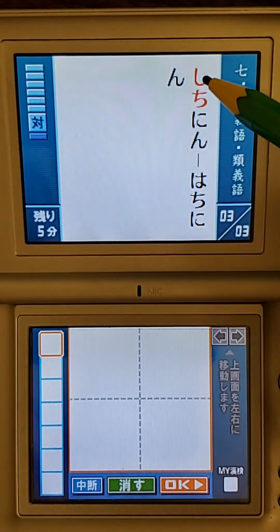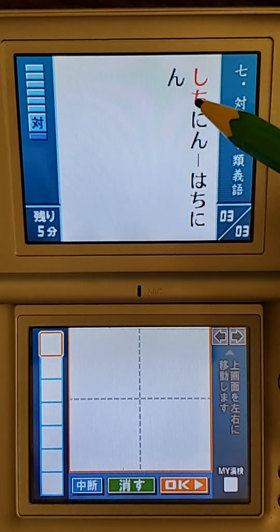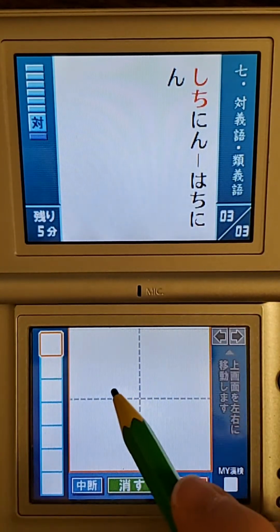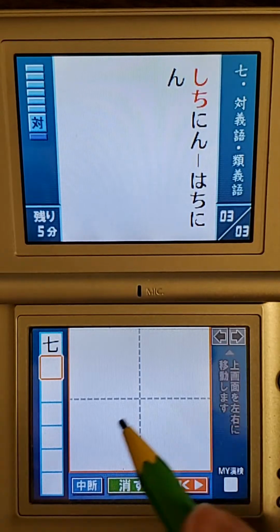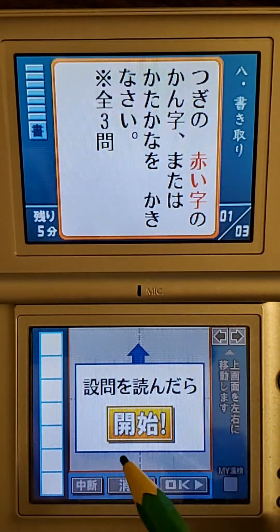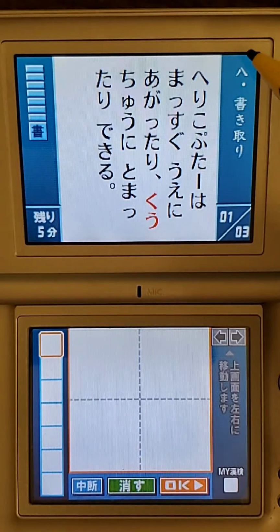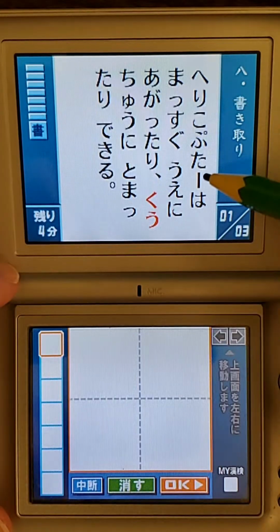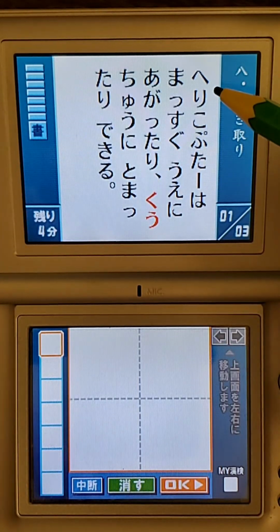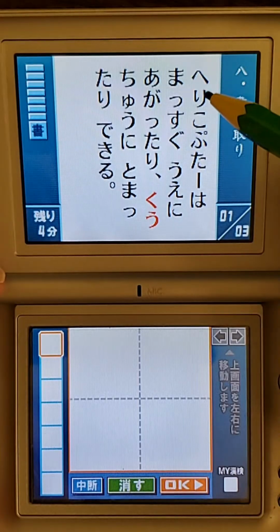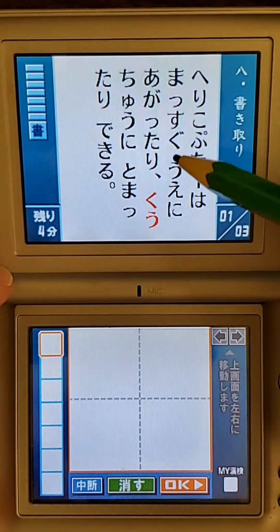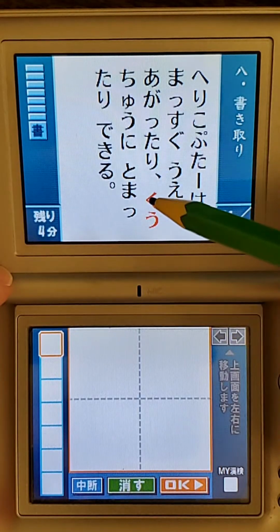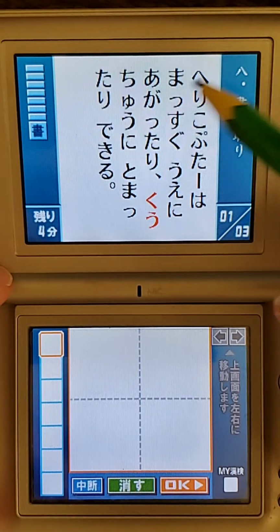Shichining and hachining. So 7 people and 8 people. So shichi, what was the stroke order? I'm not sure, but that's Shichi or Nana. Okay, and then the last level here is writing kanji again. A lot of times, it'll have you write katakana too. This would be katakana. Helicopter wa massugu ue ni agattari, kuchū ni tomattari dekiru. So kuchū, so in the middle of the air, ku.